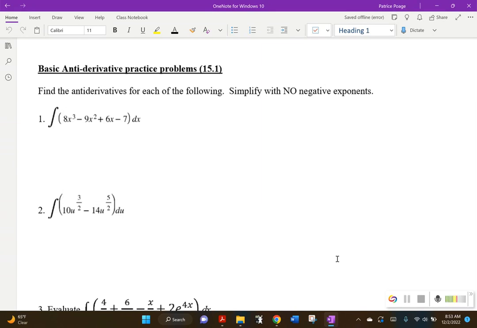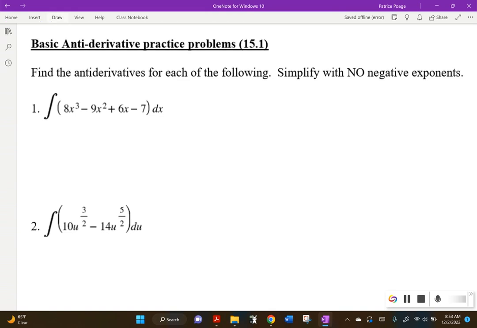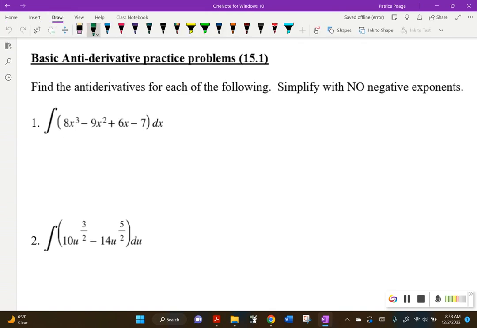All right, we are finding some basic antiderivatives here, and we're going to simplify with no negative exponents. So number one, our rule is you add 1 to the exponent, so we're going to have 3 plus 1 is 4, and divide by the new exponent. We're going to add 1 to the exponent, divide by the new exponent. We're going to add 1 to the next one, so 1 plus 1 is 2, and divide by the new exponent.